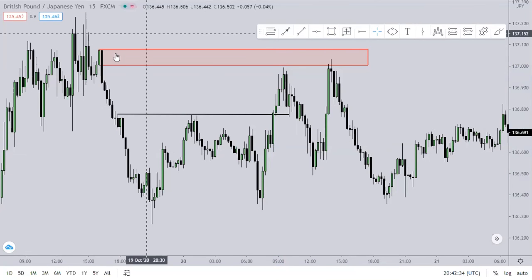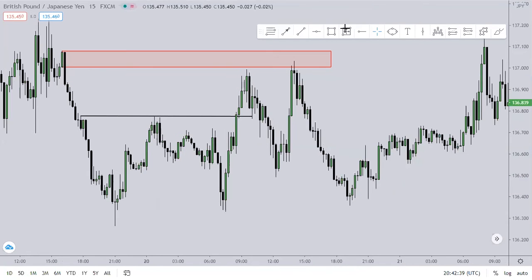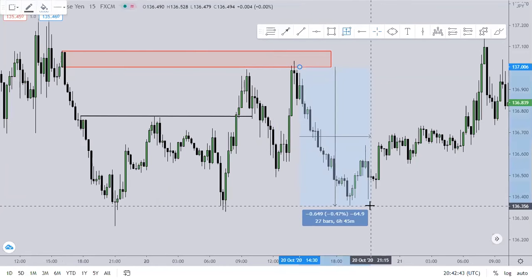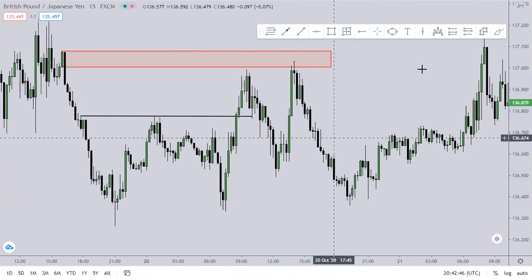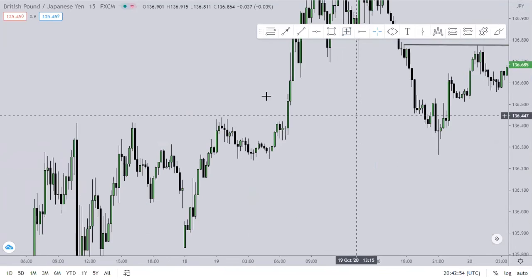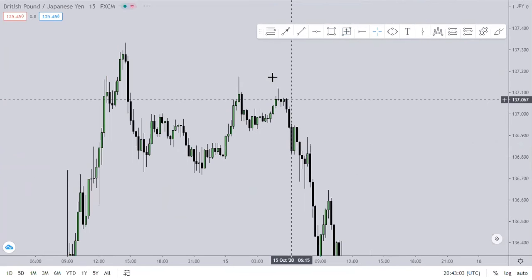So this is a high probability bearish order block. Assuming you caught it here, how many pips would you have made? 64 pips in a matter of hours. Perfect. You are done for the day. Let's see if we get another example. Yes, there's another example here.